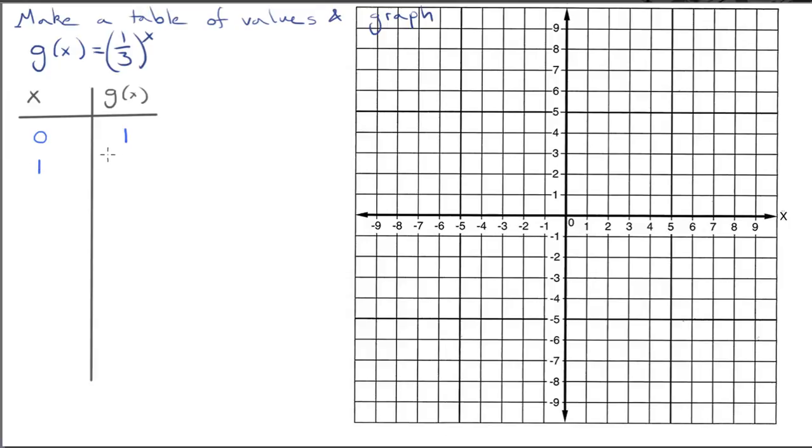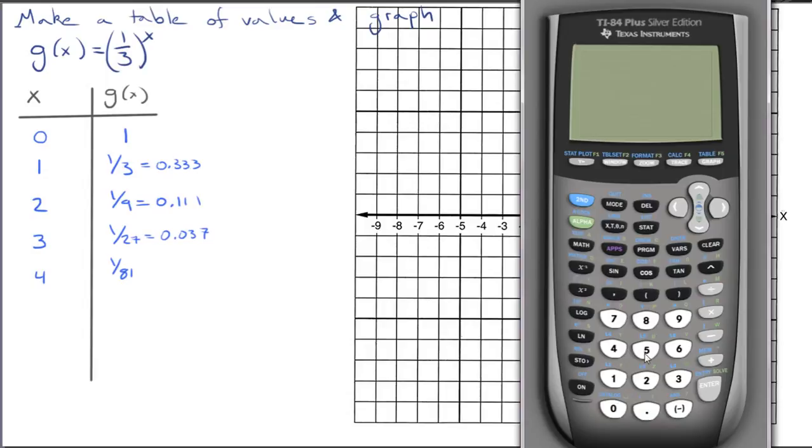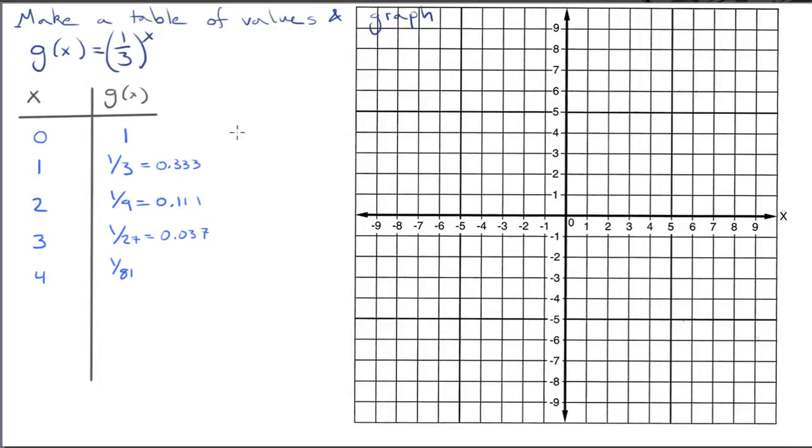And then x of 1 would be 1/3. So I guess that would make 2 be 1/3 times 1/3, which is 1/9. 3 would be 1/27, and then 4 would be what? 1 divided by 81. Now I know this is 0.33, this is 0.111, this is 0.037. Let's look up 1 divided by 81, 0.012.